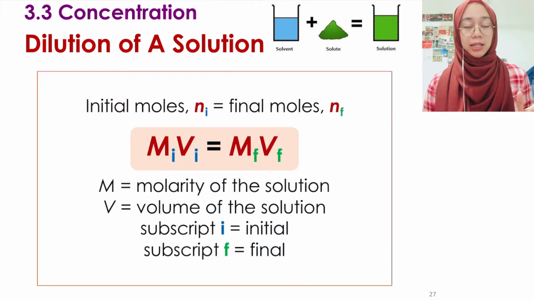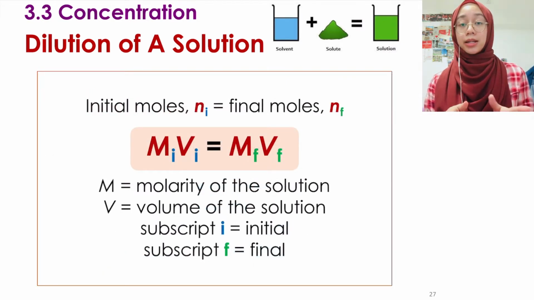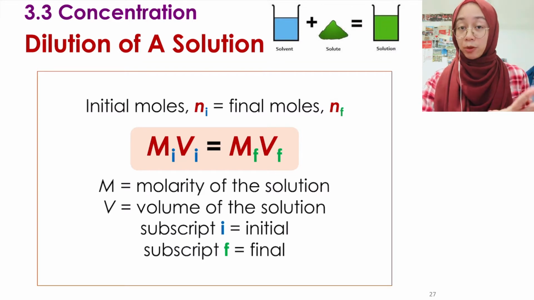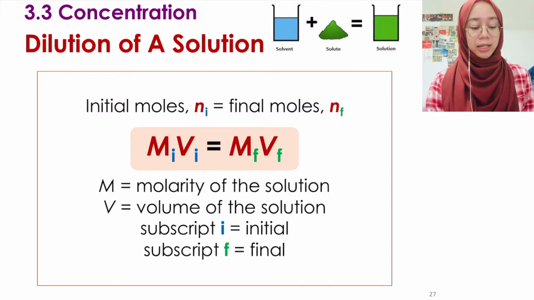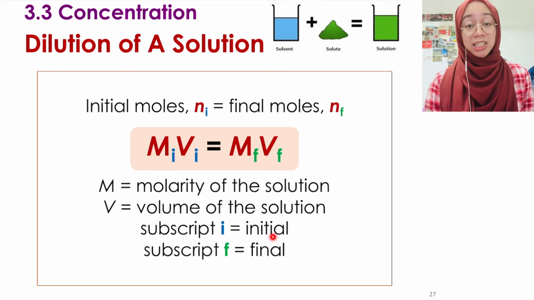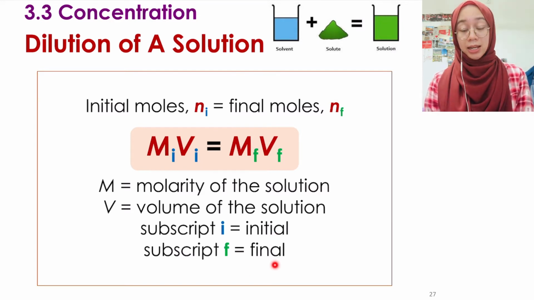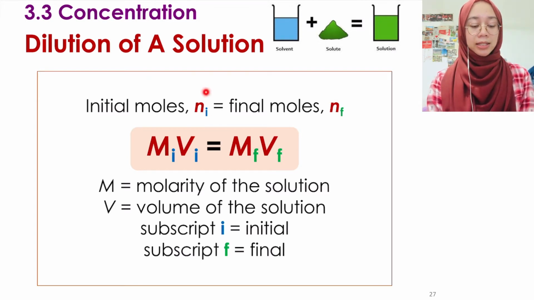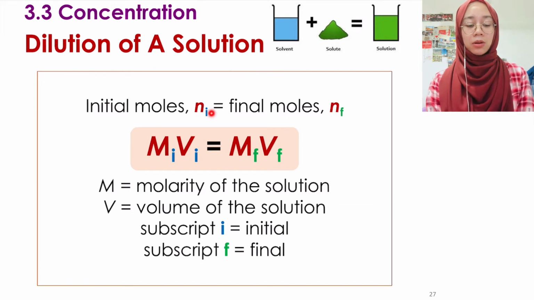Alright, so this is basically the formula. I think you have actually learned this in high school before. Most probably you actually use M1V1 equals to M2V2. Okay, but sama je sebenarnya dengan apa yang Miss tunjuk kat sini, which is MiVi equals to MfVf, where i stands for initial, f stands for final. If you want to use M1V1 equals to M2V2 is also accepted. Kat sini just nak cakap ulang sekali lagi, the initial mole is basically equal to the final mole, so dia tak berubah pun.